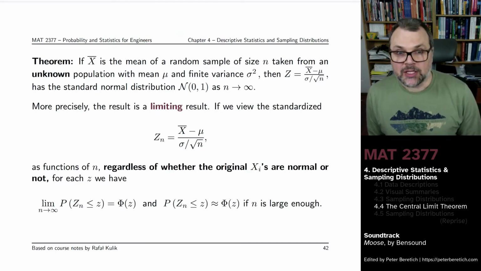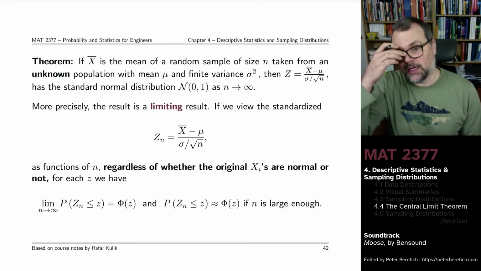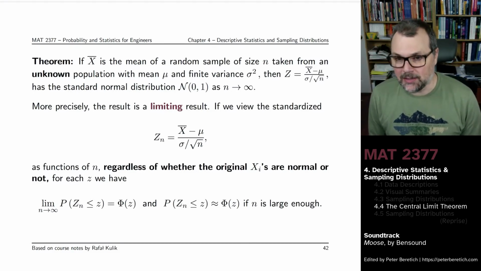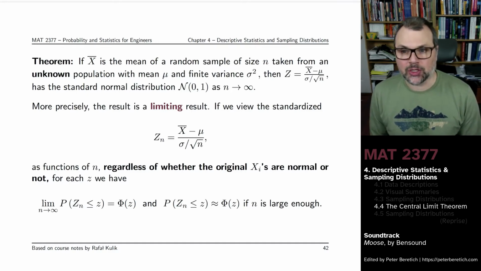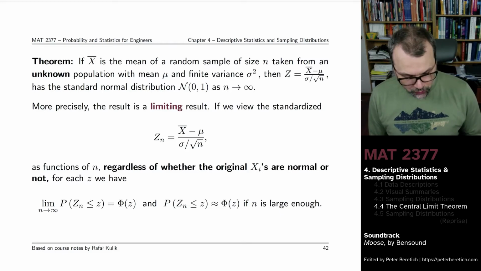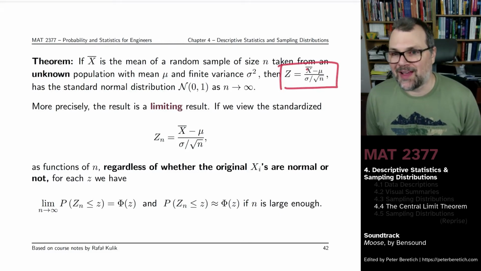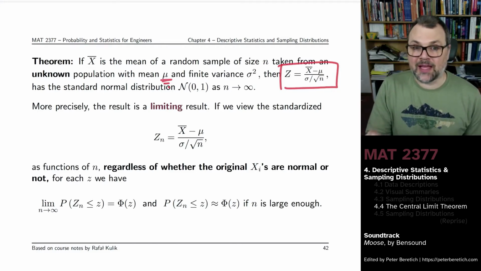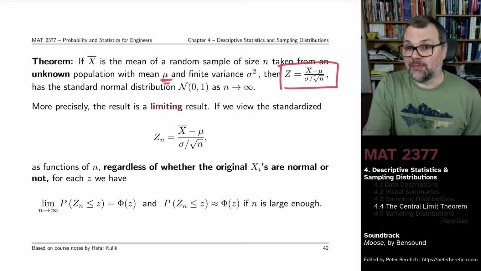So x bar is the mean of your random sample, and if you build a new variable z, which you obtain pretty much the same way you obtained the standard normal variable before, you will take the mean of the random sample. You will subtract from that the mean mu of the unknown population. You do know the mean. And you'll divide by sigma divided by the square root of the sample size. That quantity follows a standard normal distribution.